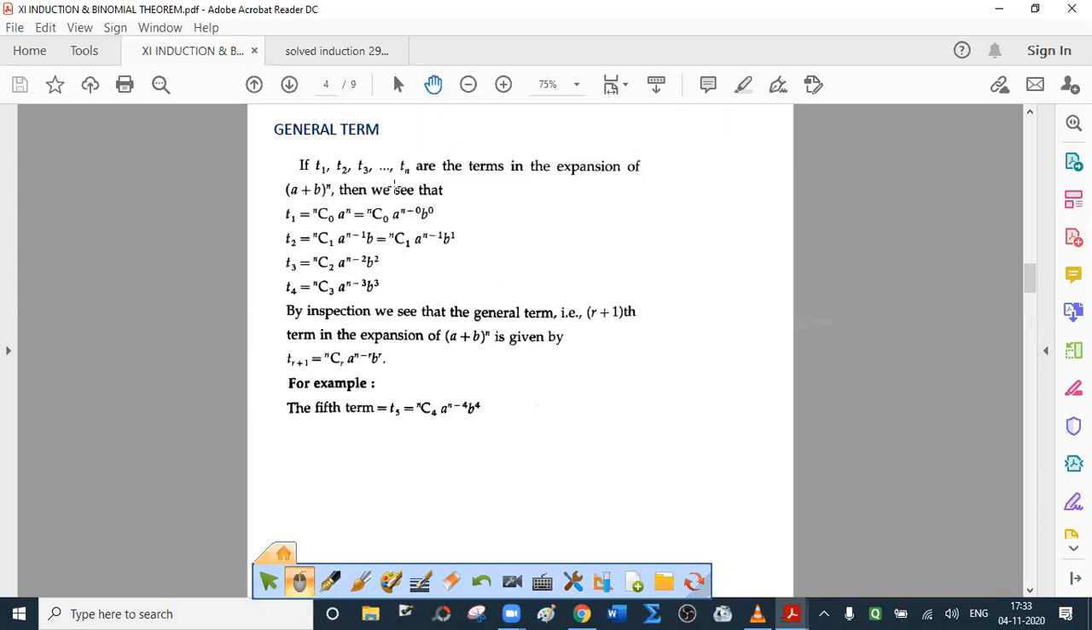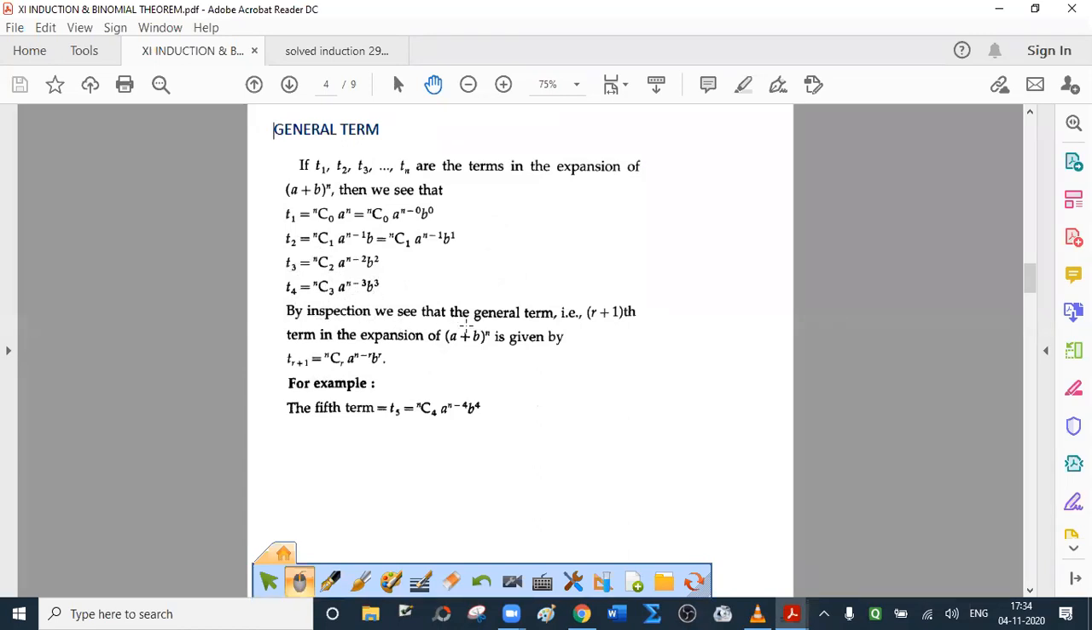If T1, T2, T3 up to Tn are the terms in the expansion of (a + b)^n, then what is T1? It is nC0, a^(n-0), b^0. What is T2? nC1, a^(n-1), b^1. What is T3? Observe this. When the suffix is 3, then it is nC2. And what is the index of a? n minus 2. And what is the index of b? 2. What will be T4? nC3, a^(n-3), b cube.